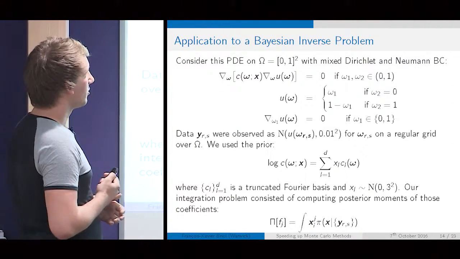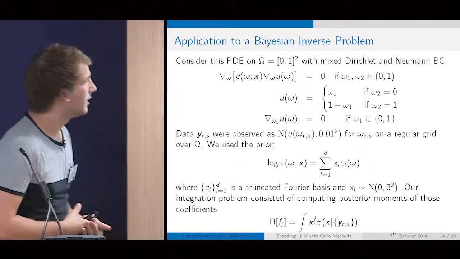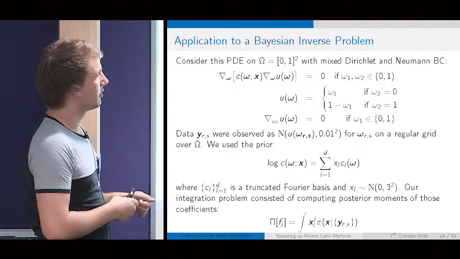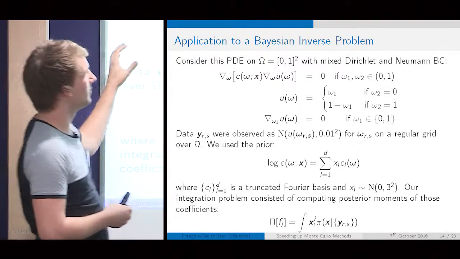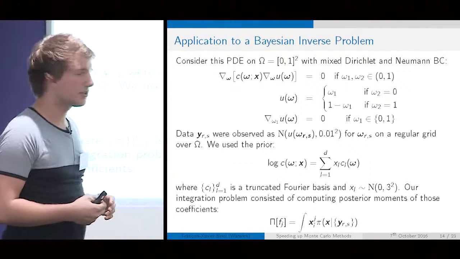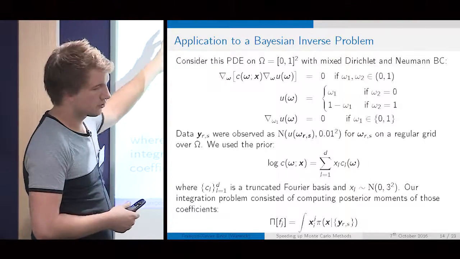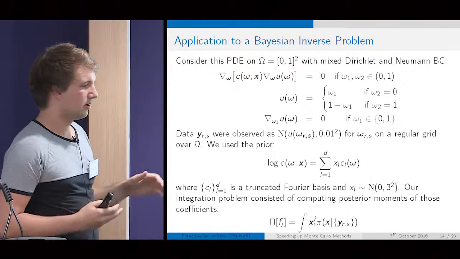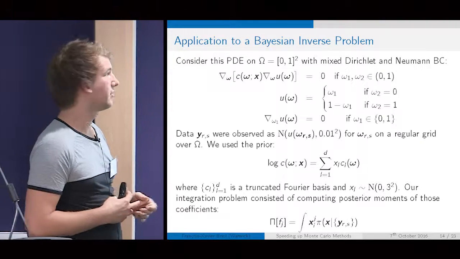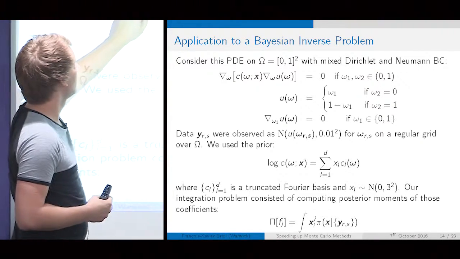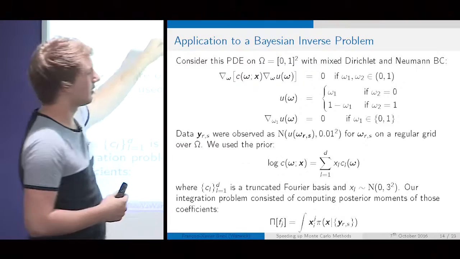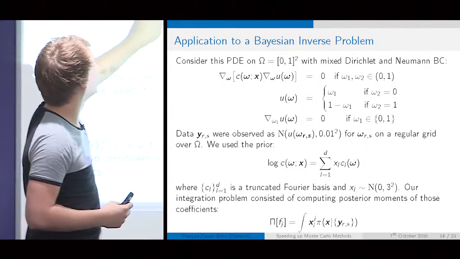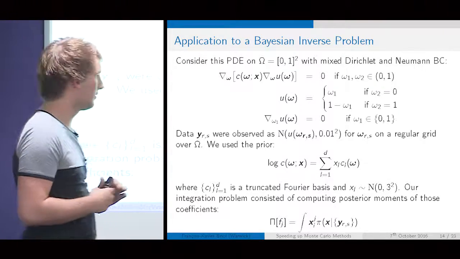So if I can just conclude with an example. This is an example from a Bayesian inverse problem where I have a PDE with a set of boundary conditions, and it describes what happens with liquids on the ground, if you want. And this coefficient C here is how porous the ground is. And so what you're interested in is inferring how porous this ground is.